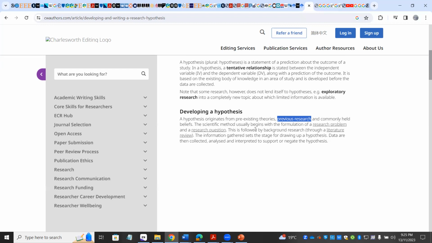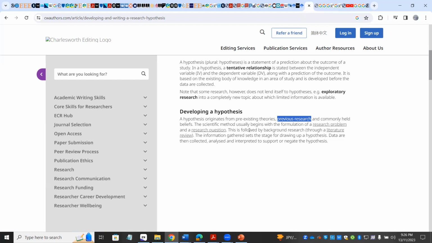The scientific method usually begins with the formulation of a research problem and a research question. So anytime you are writing any research, you need to formulate your research problem. Research problems normally give us the reason why you are conducting the study, because every study is conducted to solve a problem. If you are conducting a study that has no purpose of addressing a problem, then that study is not a study. You have to stop it. And a research question. This is followed by background research, the literature review.